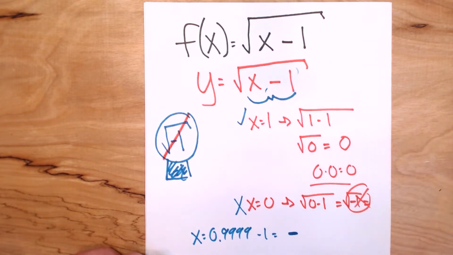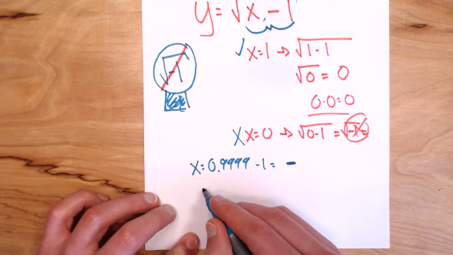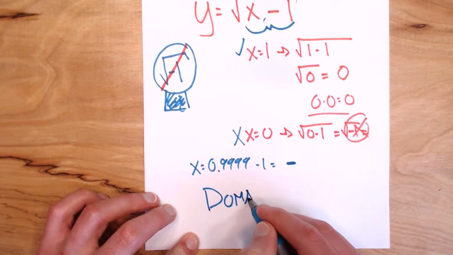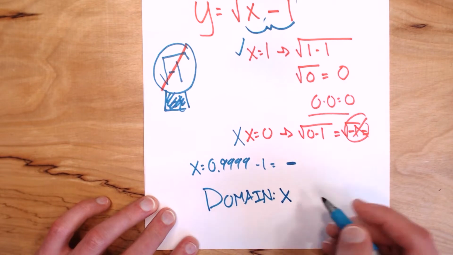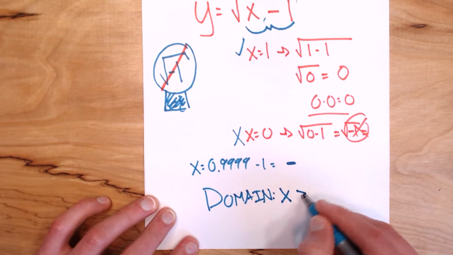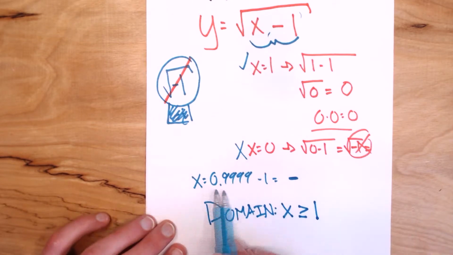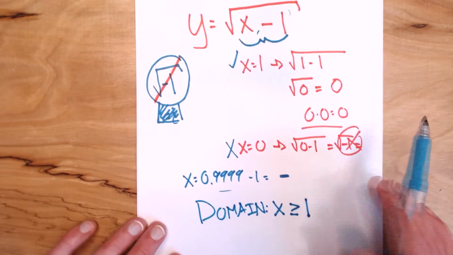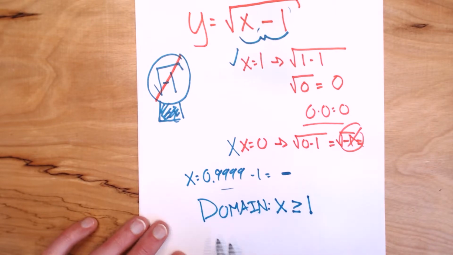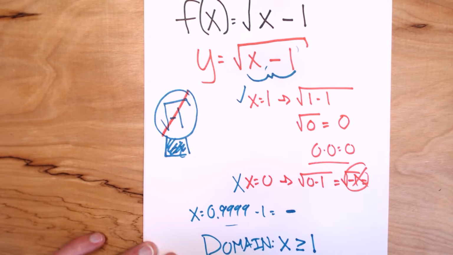So our conclusion then has to be, let me slide this up a little bit, that our domain, think about it carefully, how do we write our domain? Our domain is going to be x has to be greater than or equal to 1. Because we decided that if it's any less than 1, we have a problem, and we decided that 1 is okay. So anything greater than or equal to 1 is fine. That's our domain.